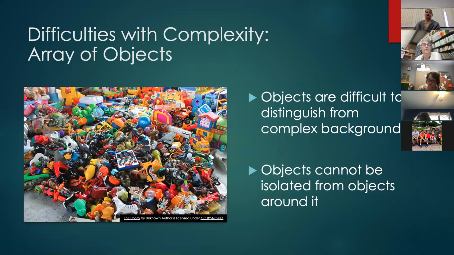Difficulties with complexity and the array. Okay. So you can see here, this is almost like one of those can-you-find-it pictures, can you spot the abacus or the blue ball or whatever. But when a child with CVI is looking at a picture like this, they're just not able to distinguish the objects from this complex background. And they can't be distinguished from items around it.